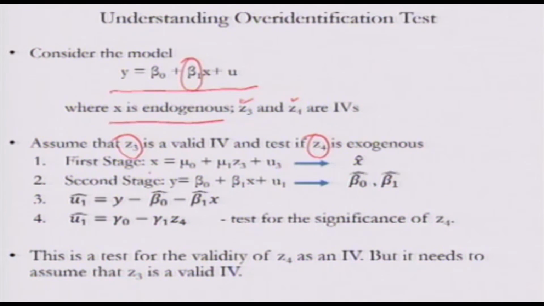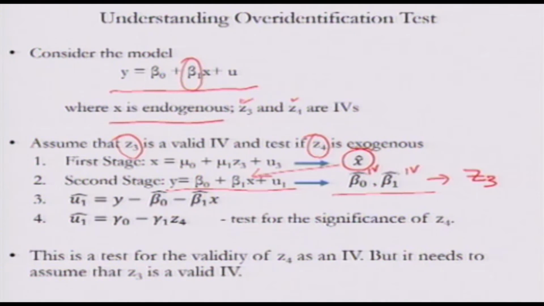So, we run the first stage using Z3, and this gives you an estimate of the predicted value of x. Once you have the predicted value of x, you use that in the second stage regression, which is in the structural model, you replace x by x hat, and this will give you the estimates of beta naught and beta 1, the IV estimates, where you use as IV, recall, Z3.